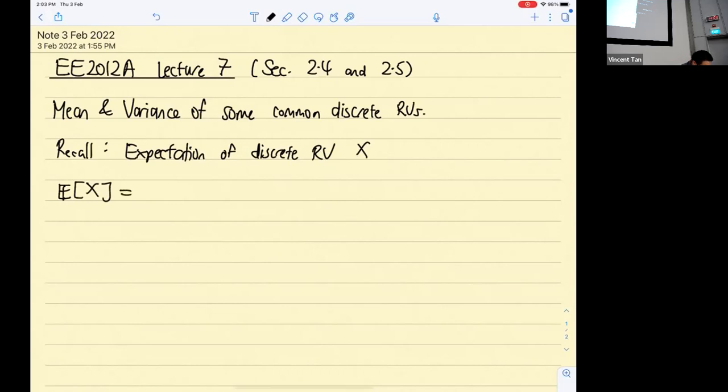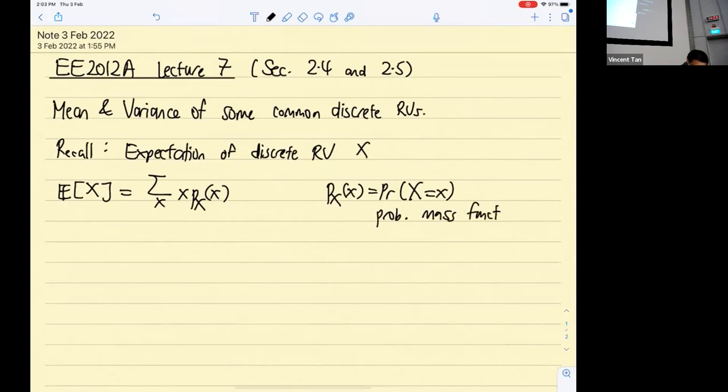This is a number, and it's given by the formula: the sum over all possible values of x, of x times p_X(x). Here, p_X(x) is known as the probability mass function, and it's the probability that X takes on the value little x. Probability mass function. Okay, so that's very important. So that is the expectation. Now, when we write this, we mean we are taking the sum over all possible values of x. We typically don't make this explicit because we are very lazy, but it should be understood that we take the sum over all possible values of x.